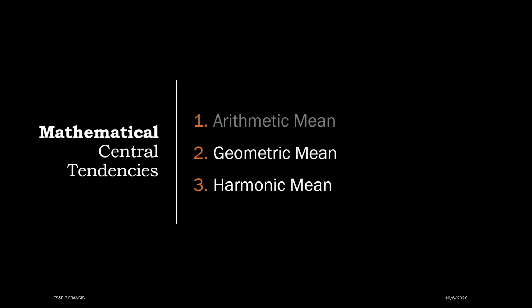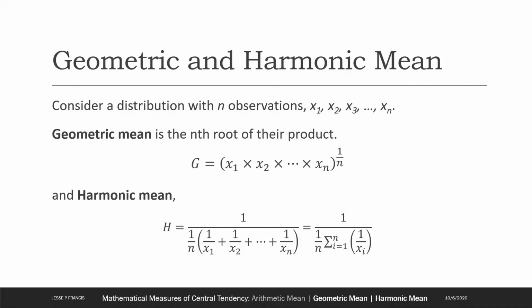With score 5 out of 6, arithmetic mean is now going to compete with the other two mathematical central tendencies, geometric mean and harmonic mean. Geometric mean of a distribution with n observations x1 to xn is given by the nth root of its product. By nth root, what I mean is, you know what this is, square root of a number a is given by a to the power 1 by 2. And cube root is written as a to the power 1 by 3. Like that, if there are n observations, we find the nth root of the product of those observations.